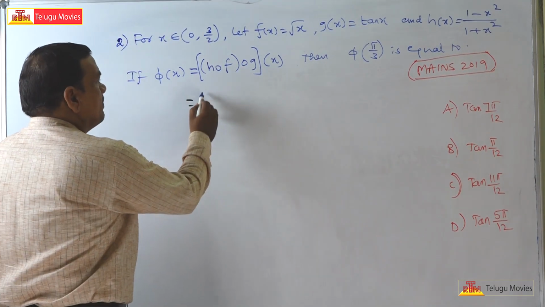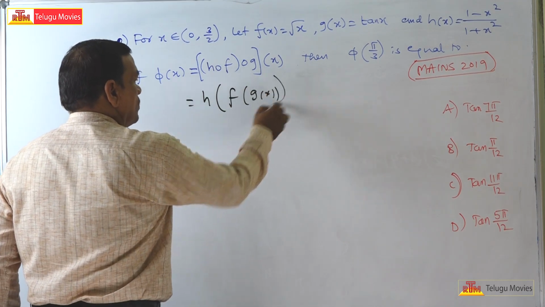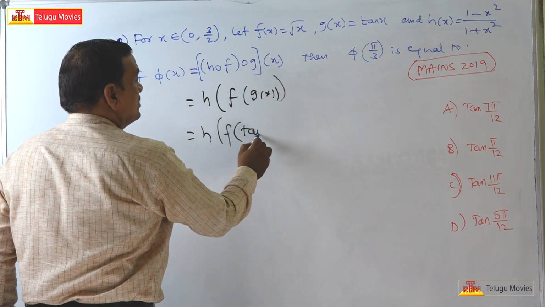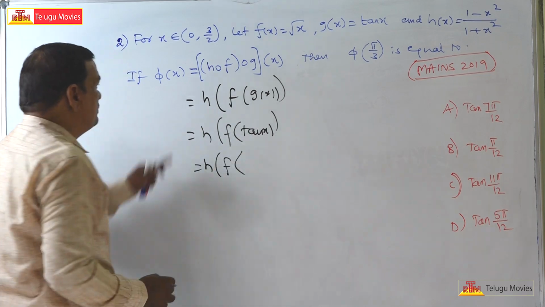So this is equal to, by definition, h of f of g of x. Now, h of f of g of x means how much? Tan x. So this is f of tan x. Tan x means how much here?